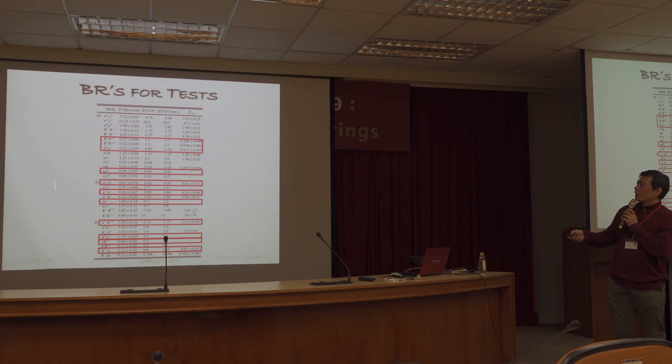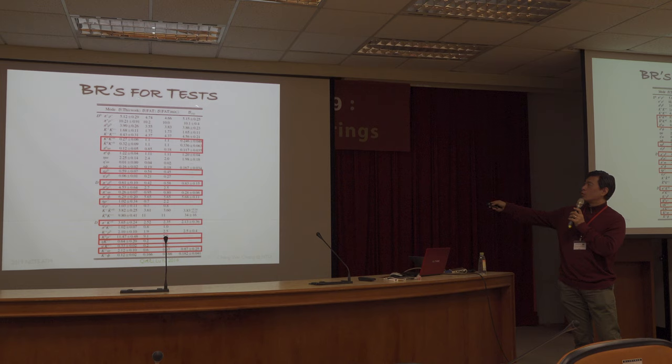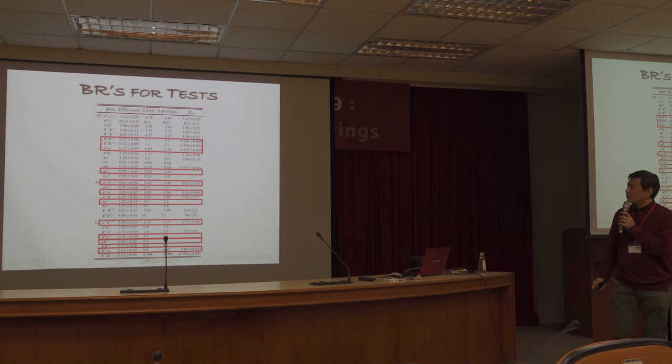So in the end, after including all the SU(3) breaking factors, we make our predictions for the branching ratios. And here, again, is the data. And in the middle is some other group's predictions. Here, I highlight them to show you that there is some difference between the two theory predictions or between the theory and the experimental data.